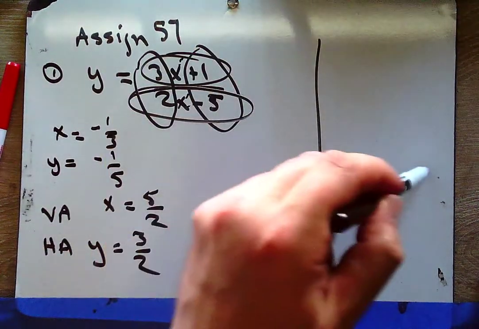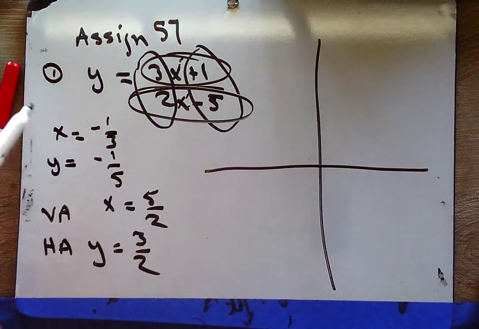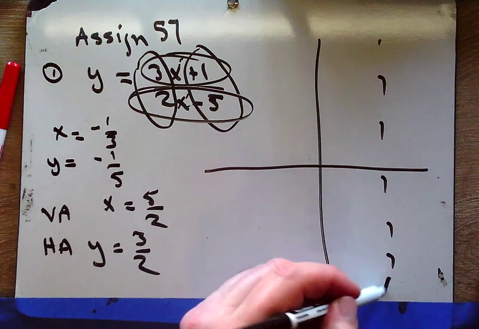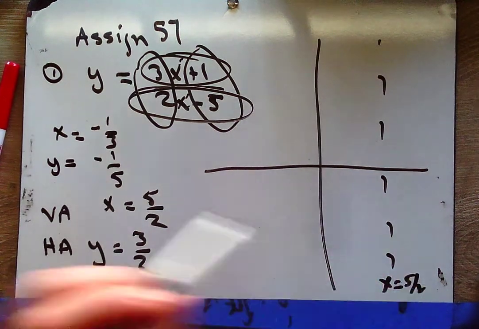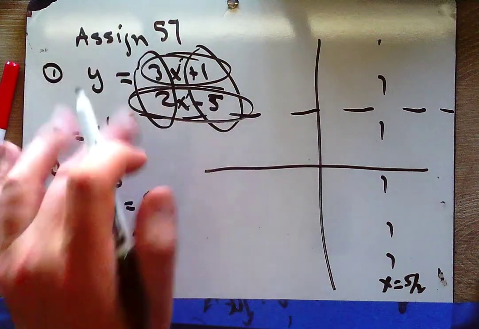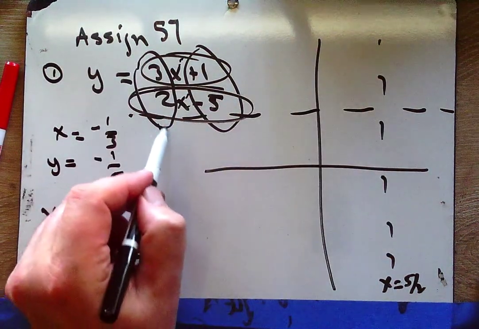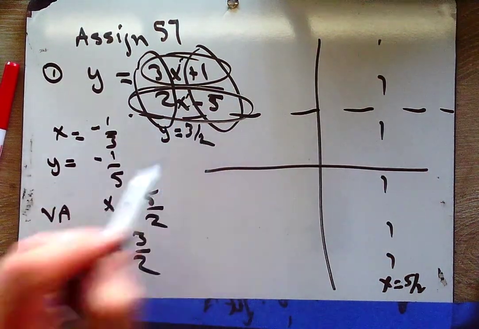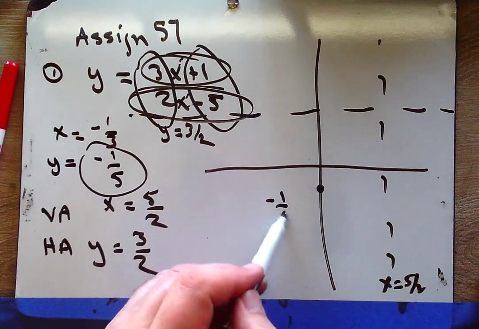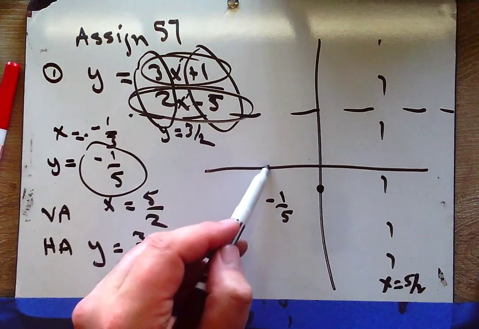So we plot what we know. I know a vertical asymptote at 2.5 and a horizontal asymptote at, no room over there. How about that? y equals 3/2. We have a y-intercept of negative 1/5 and an x-intercept of negative 1/3.